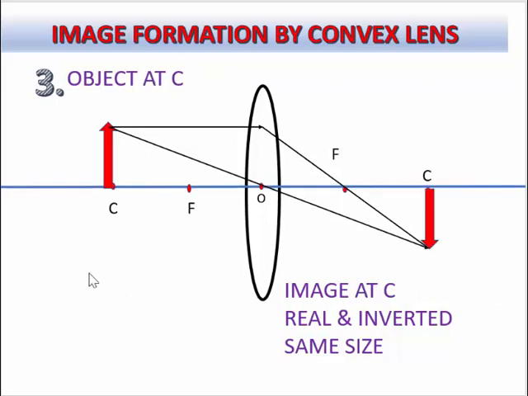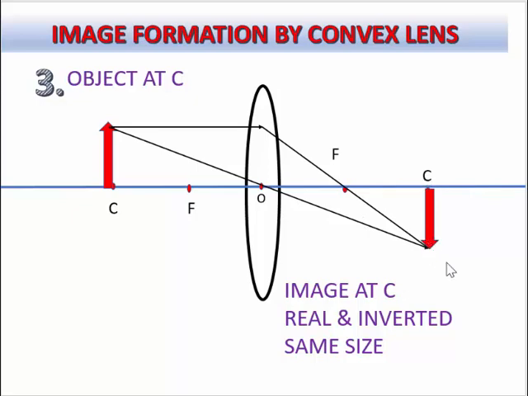Now the third ray diagram, we further shift our object to a position at the center of curvature. When the object is at center of curvature, again we will take into consideration the same two rays. One ray going parallel to the principal axis after reflection will pass through the focus, and the second light ray passing from the optical center and meeting exactly at the center of curvature on the other side.